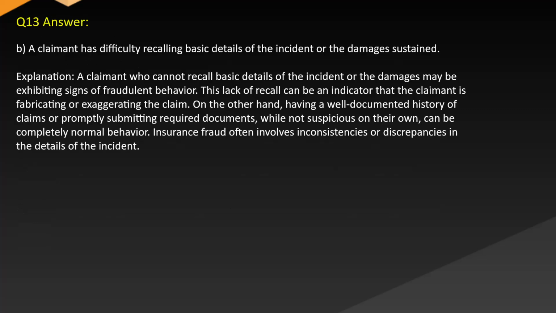Answer: B. A claimant has difficulty recalling basic details of the incident or the damages sustained. Explanation: A claimant who cannot recall basic details of the incident or the damages may be exhibiting signs of fraudulent behavior, and this lack of recall can be an indicator that the claimant is fabricating or exaggerating the claim. On the other hand, having a well-documented history of claims or promptly submitting required documents, while not suspicious on their own, can be completely normal behavior. Insurance fraud often involves inconsistencies or discrepancies in the details of the incident.